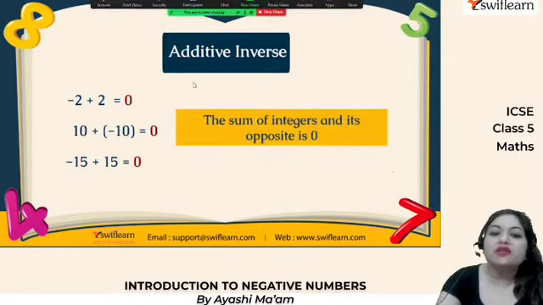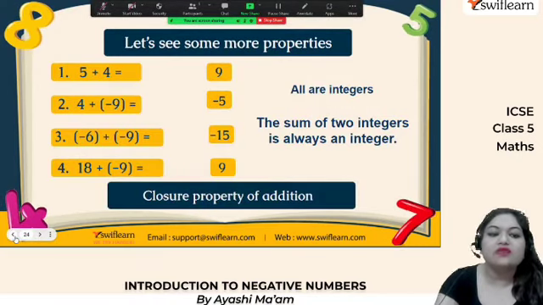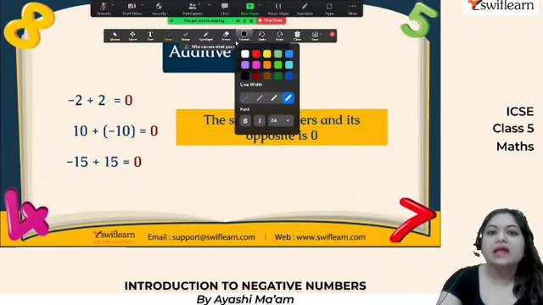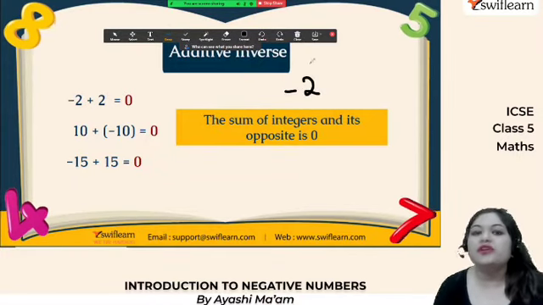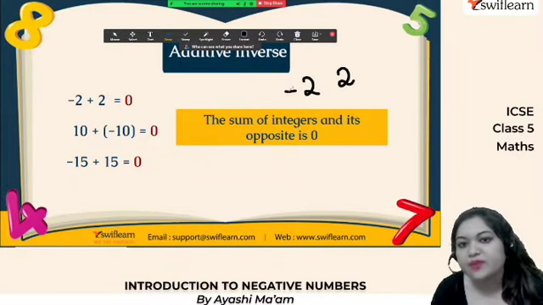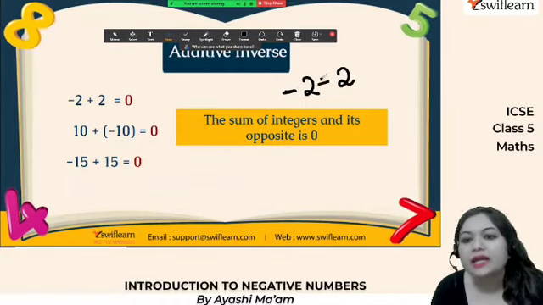Next, coming to additive inverse. So what is this additive inverse? That means that if you take any integer like minus 2 and then you simply reverse the sign. So we are writing the same thing, but instead of minus 2, we are writing plus 2.